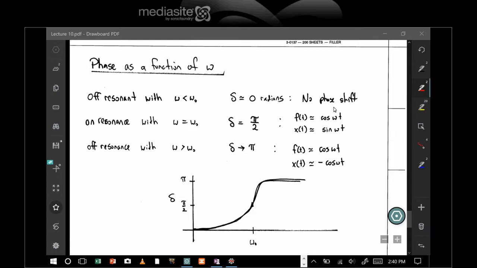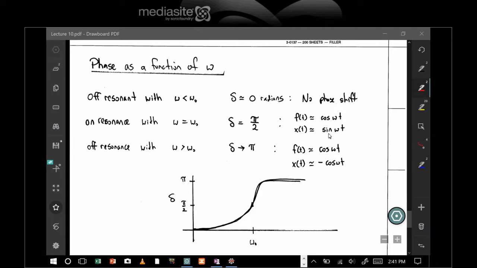Now, if you're on resonance, the phase shift is pi over 2. What that means is the drive frequency looks like cosine, and the actual oscillations look like sine. In engineering terminology, we say that these two are in quadrature with each other. That's what a pi over 2 phase shift is.